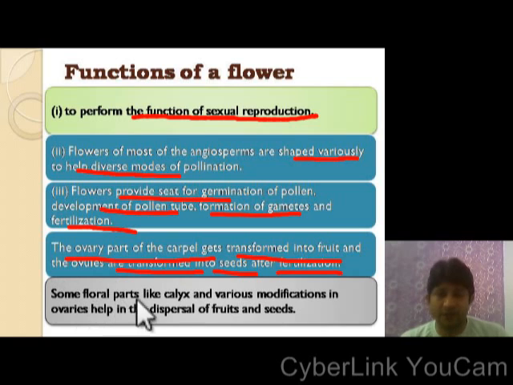Now, some floral parts like calyx and various modifications in ovaries help in dispersal of fruits and seeds. So we can conclude that the flower is one of the important parts of angiosperm plants, which plays a major role in achieving sexual reproduction. That is, it is the unit of sexual reproduction.